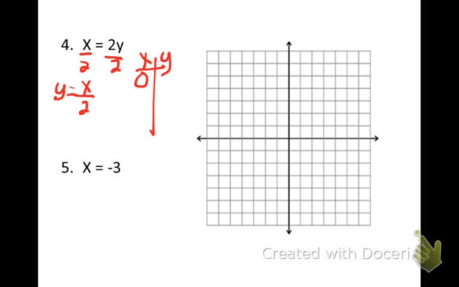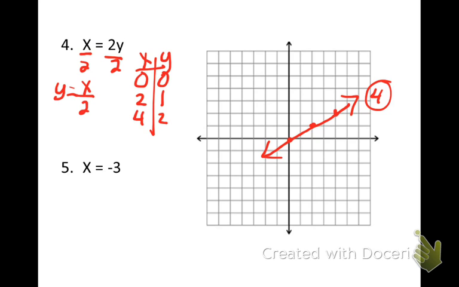Again, choose 0, you're going to get 0. Choose 2, you're going to get 1. Choose 4, you're going to get 2. So 0, 0; 2, 1; 4, 2. There it is. And that's number 4 in this case.